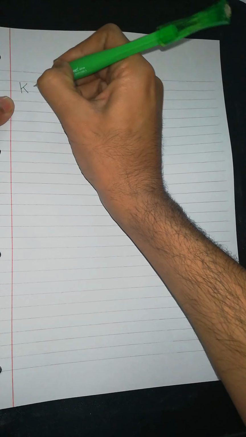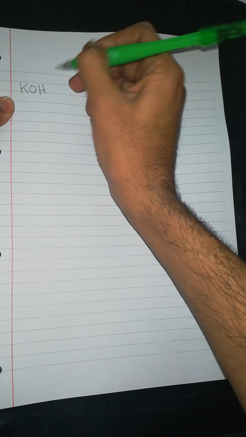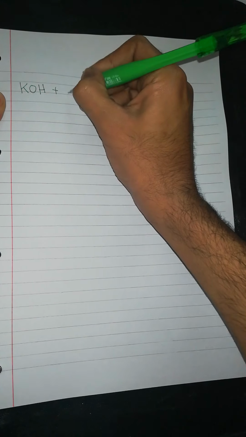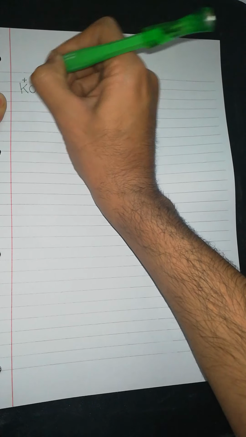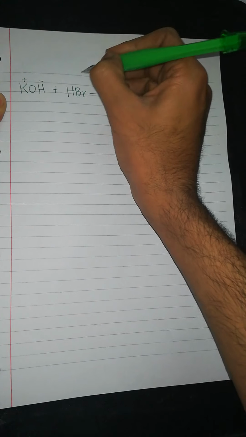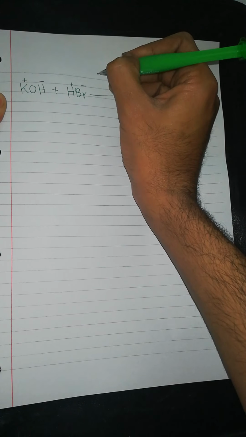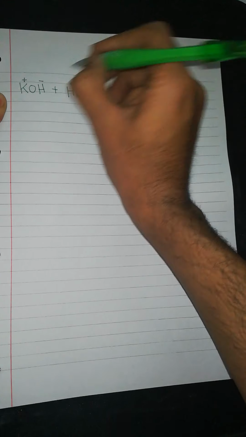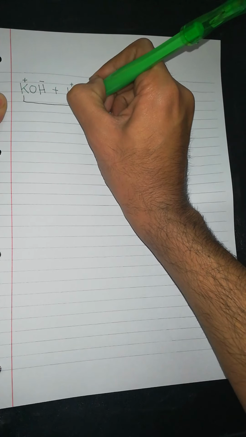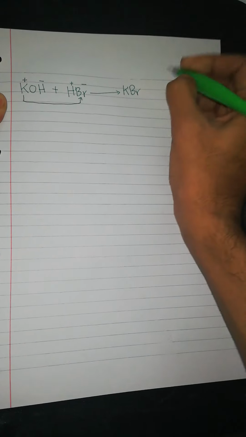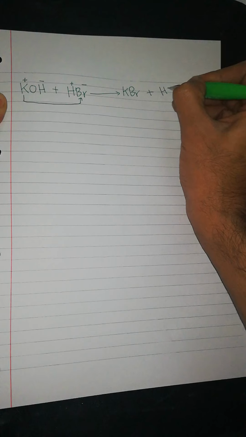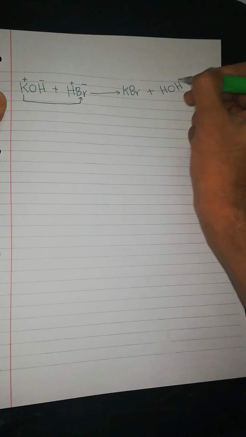Let's begin with the base KOH, potassium hydroxide, plus HBr, hydrobromic acid. What will happen? We know that potassium is plus 1 and the hydroxide is minus 1. The hydrogen is plus and the bromine is minus. Where is the cation? Here is the cation. We'll take the anion. So KBr plus, here is H and here is OH, H with OH, HOH or H2O, which is water.